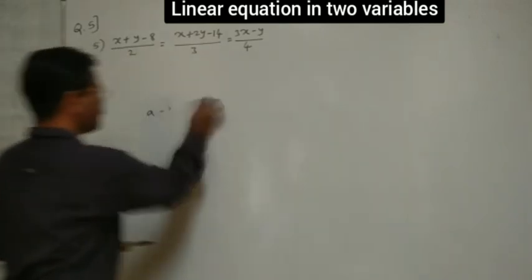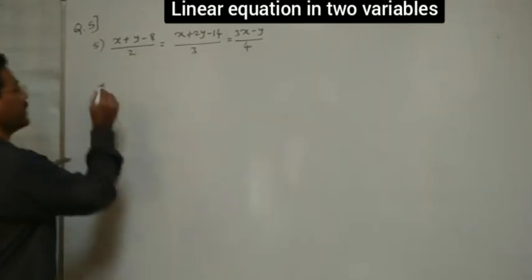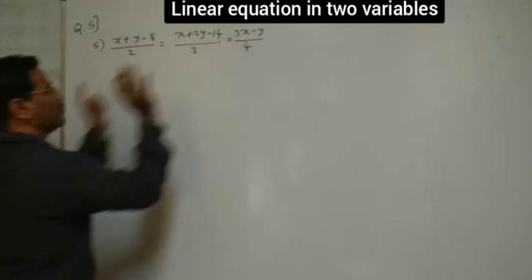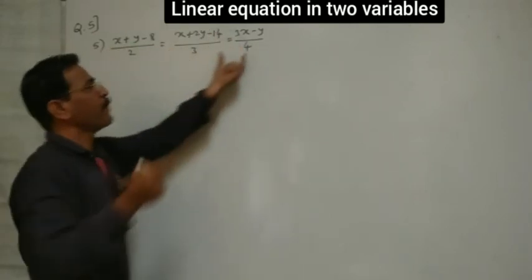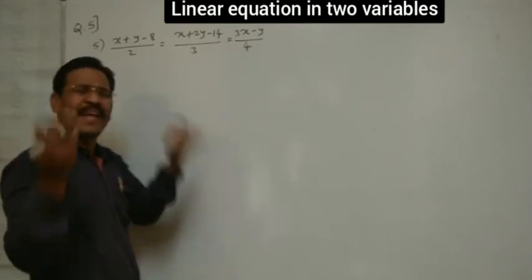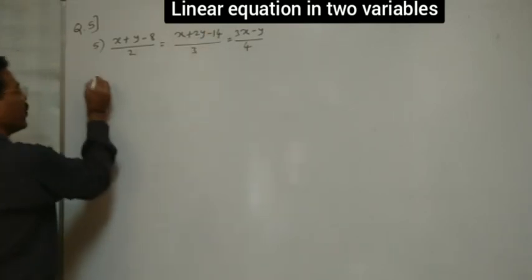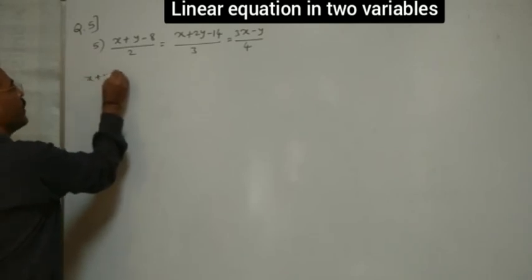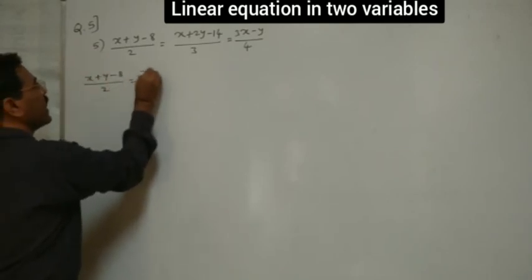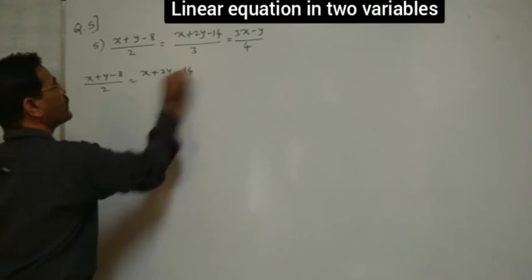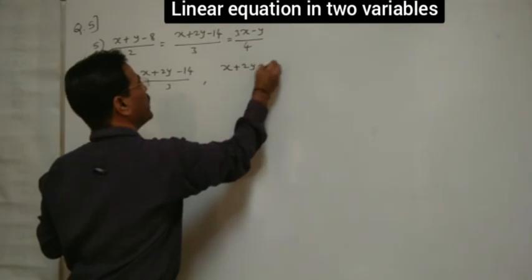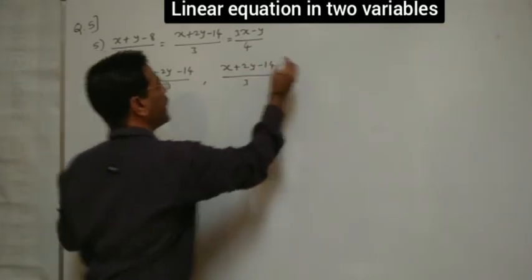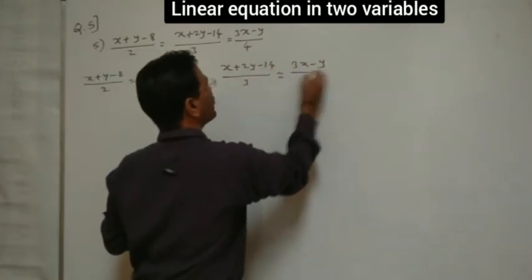Okay friends, see here, this is a very simple one. Try to solve, very easy. I'll take the first 2 and last 2. Or you may take the first and last, or second and last. Why? Because it looks simple like this, or you may take any. I'll take the first 2 and last 2. Okay, see here, (x plus y minus 8) upon 2 equals (x plus 2y minus 14) upon 3, and this side (x plus 2y minus 14) upon 3 is equal to (3x minus y) upon 4.